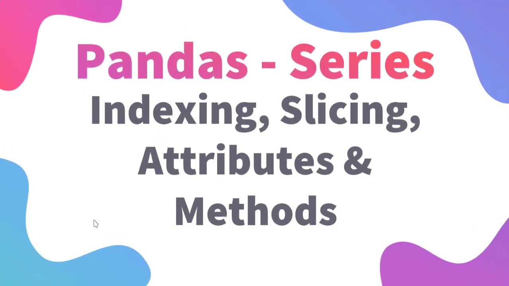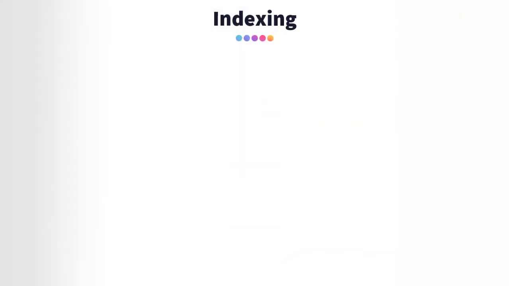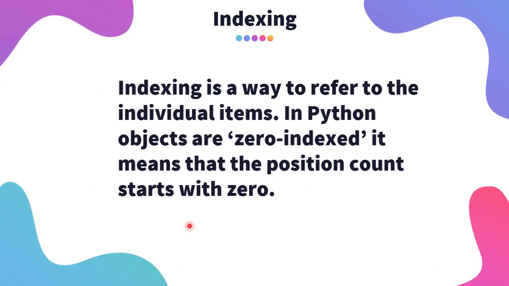Welcome back. In this video, we will learn about how we can do indexing and slicing of a Pandas series. We will also learn about attributes and methods of Pandas series. So the first thing which we are going to learn is indexing. Indexing is just a way to refer to the individual items. In Python, objects are zero indexed. That means the position count starts with 0.